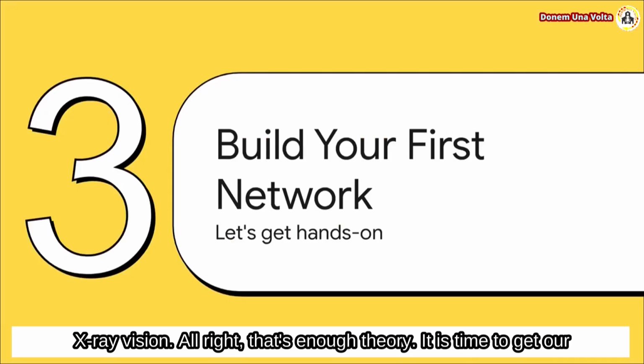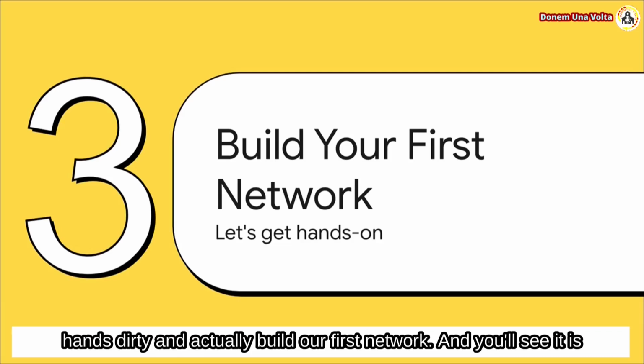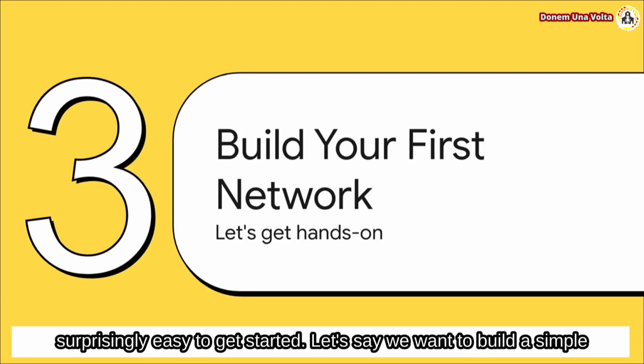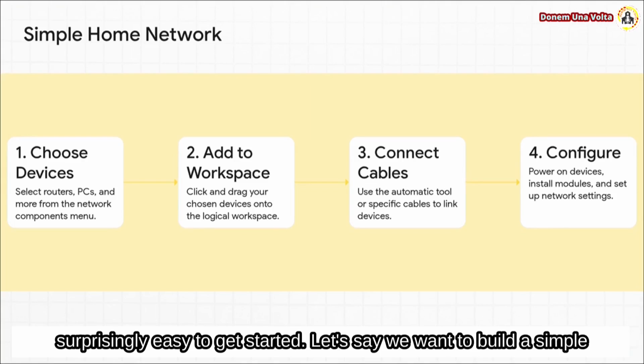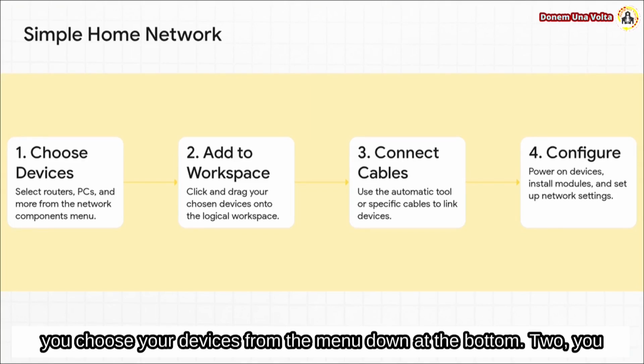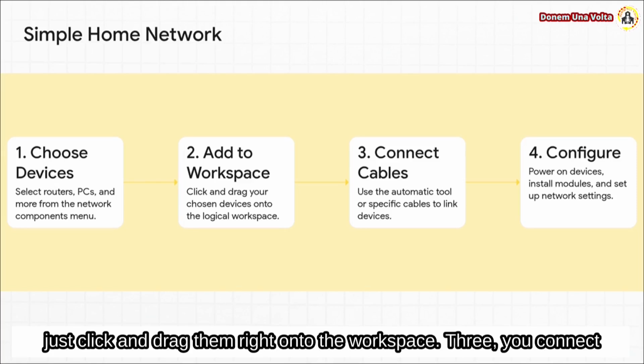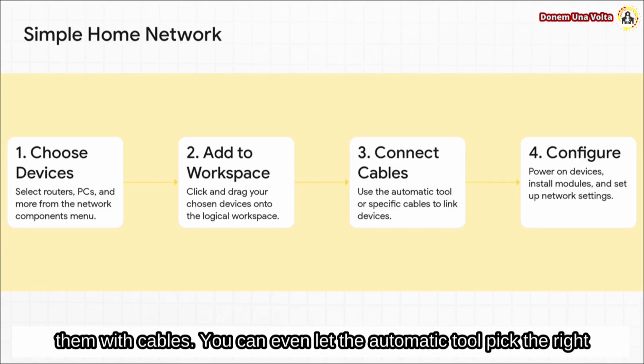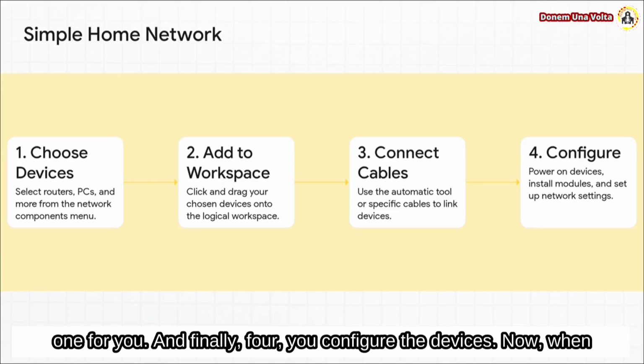All right, that's enough theory. It is time to get our hands dirty and actually build our first network. And you'll see, it is surprisingly easy to get started. Let's say we want to build a simple home network. It really just breaks down into 4 simple steps. 1, you choose your devices from the menu down at the bottom. 2, you just click and drag them right onto the workspace. 3, you connect them with cables. You can even let the automatic tool pick the right one for you. And finally, 4, you configure the devices.